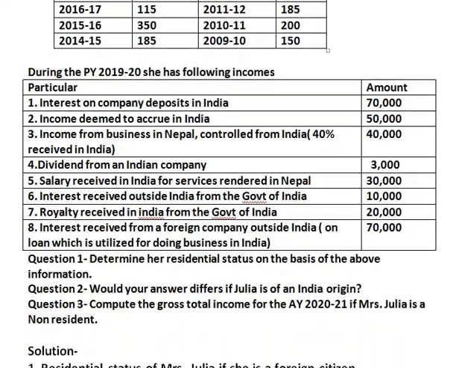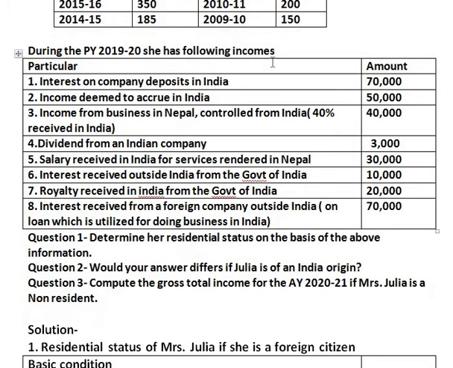During the previous year 2019-20, she has the following incomes. Interest on company deposits in India 70,000. Income deemed to accrue in India 50,000. Income from business in Nepal, controlled from India, 40% of which is received in India. Total amount is 40,000. Dividend from an Indian company, 3,000. Salary received in India for services rendered in Nepal, 30,000.